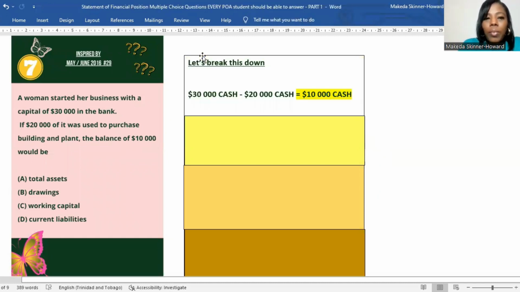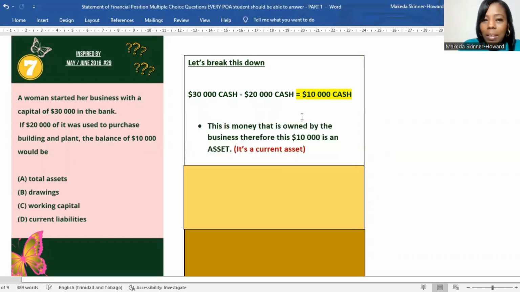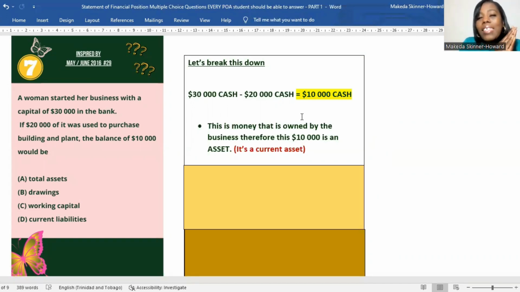Let's break it down. So they had $30,000 cash. They used 20,000 cash, right? That's in the bank. They used that 20,000. And they had 10,000 cash remaining in the bank. So they have cash remaining in the bank. This money that is owned by the business is an asset. This 10,000 that is in your bank is an asset. It is a current asset if you want to be more specific.